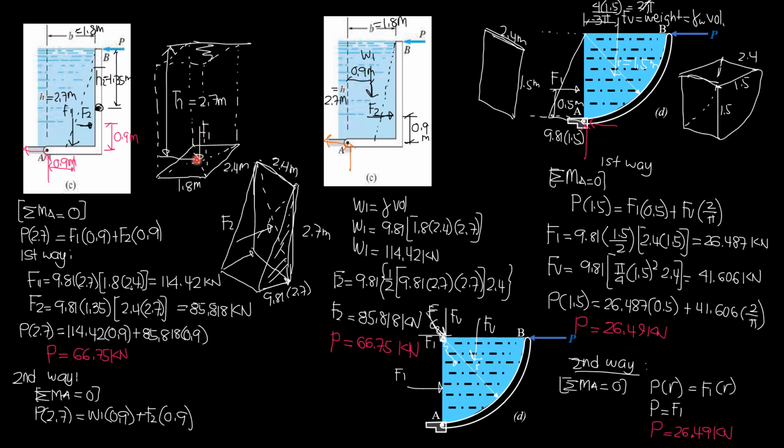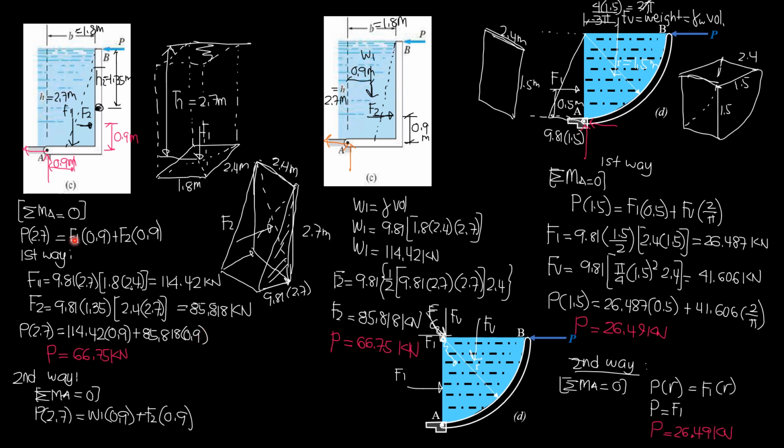F1 acts through the centroid and the center of pressure also. Center of pressure and centroid coincide. So F1 is 114.42 kilonewtons. F2 is specific weight times h-bar, which is 1.35, half of 2.7. Then the area of this vertical plane surface is perpendicular to the screen 2.4, the height is 2.7. So 85.818 kilonewtons, which is FH in the preceding problem.